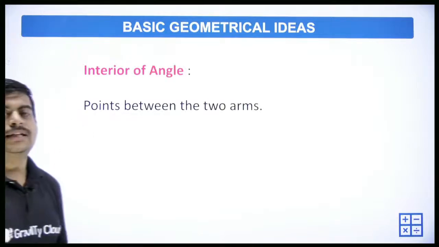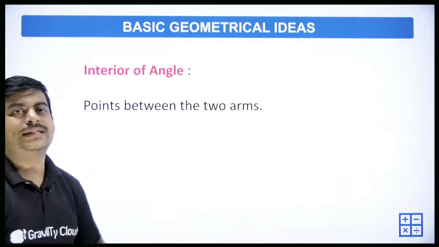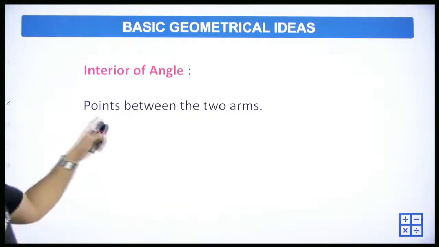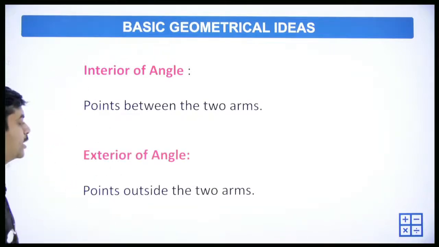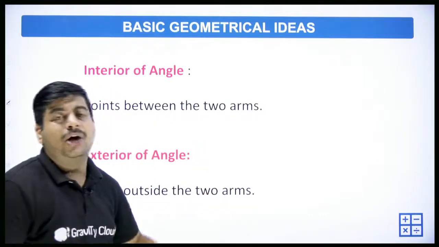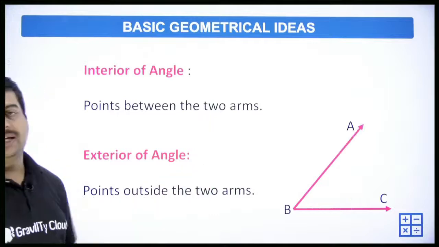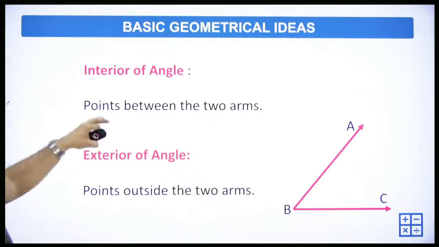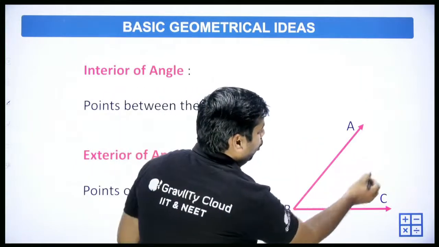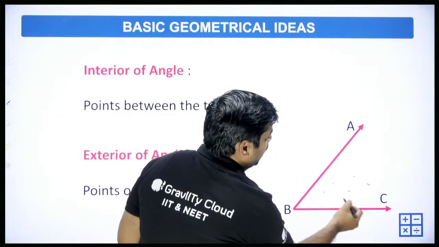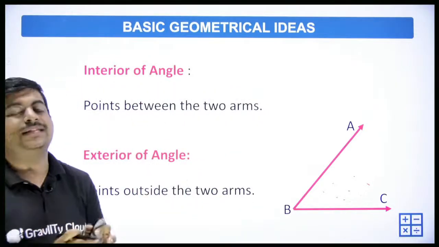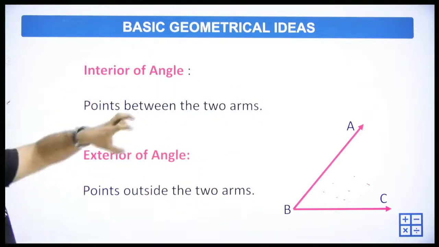Now let's discuss what is the interior of the angle and what is the exterior of the angle, which we haven't discussed yesterday. The interior is the points between the two arms, and the exterior is the points outside the two arms. So what do you mean by inside and outside of two arms? Let's take an example. Points between the two arms. So these are two arms, correct? All the points between these two arms are inside, or we say interior, okay? So all these are interior.